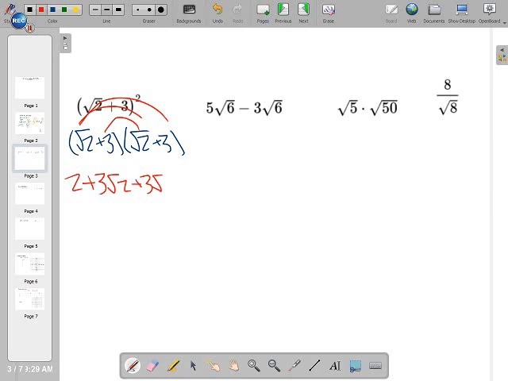You have another 3 radical 2. And 3 times 3 is 9. So now we look for any like terms. 2 and 9 are both like terms. 2 plus 9 is 11.